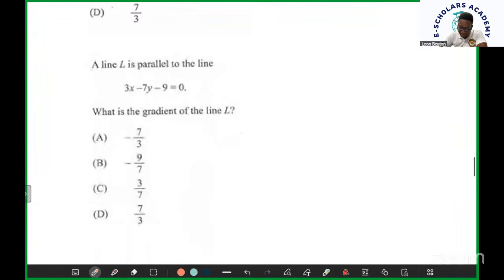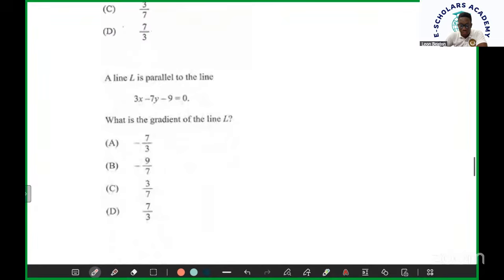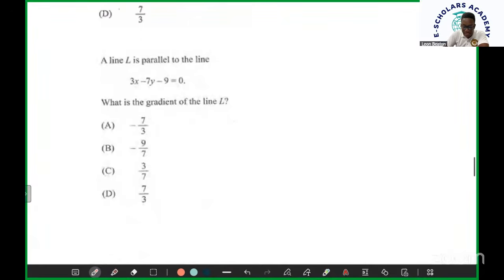So next one, you see, this is a different year in which they're asking a similar question. So we have the line L is parallel to this line now. So we know for parallel lines, the gradients will be the same. All right. For parallel lines, the gradients will be the same. So let me just write this. So this is 3x minus 7y minus 9 is equal to 0.